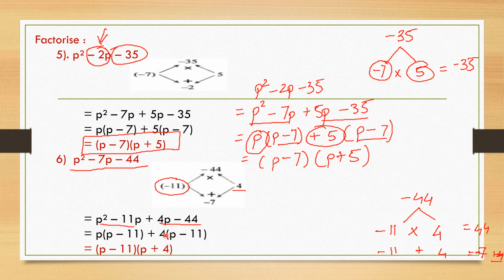If you multiply this 4 back inside, 4 into 11, you'll get 44 again. So we have p minus 11 twice, so we'll write that bracket one time, p minus 11, and this p and this plus 4 we'll write together, p plus 4. So the factors of this expression are p minus 11 and p plus 4.